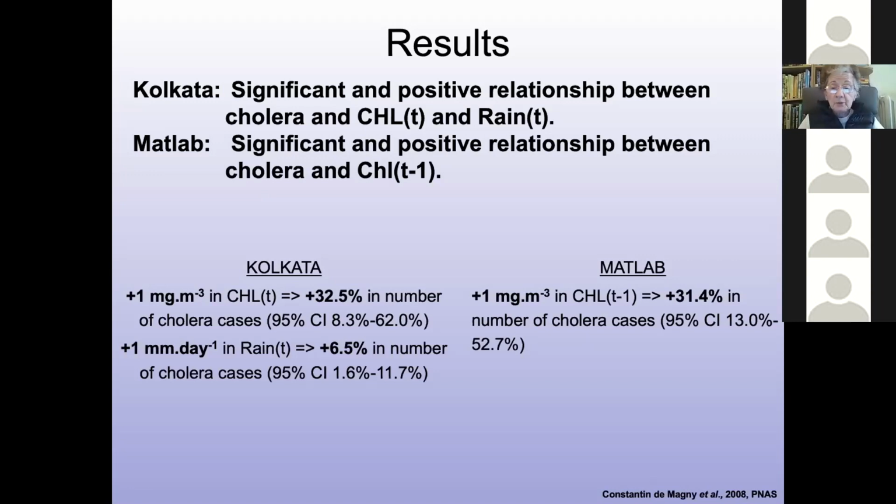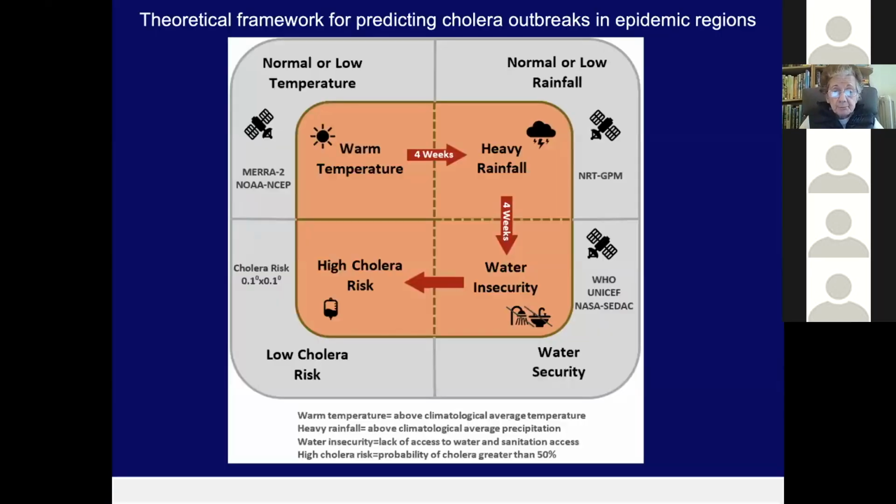This is the work of a former postdoc, Constantine de Magny from Montpellier, France, who continued to carry out research as part of the French team in Mozambique, Senegal, and we were able to publish papers showing that along the coast of Africa, in those countries, the same correlations could be determined. May I have the next slide, please?